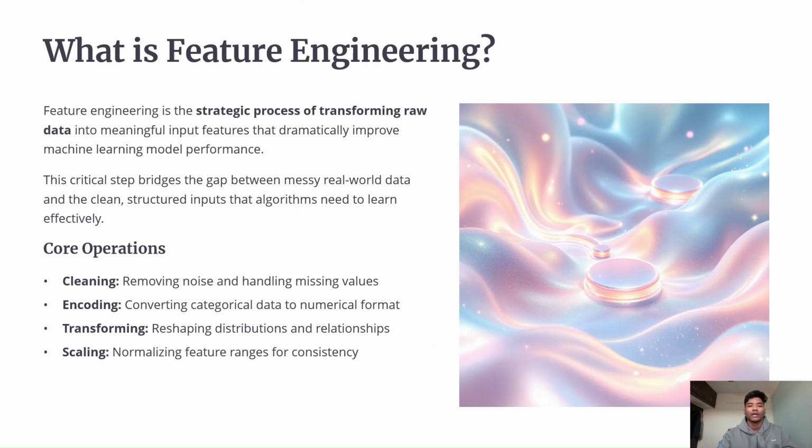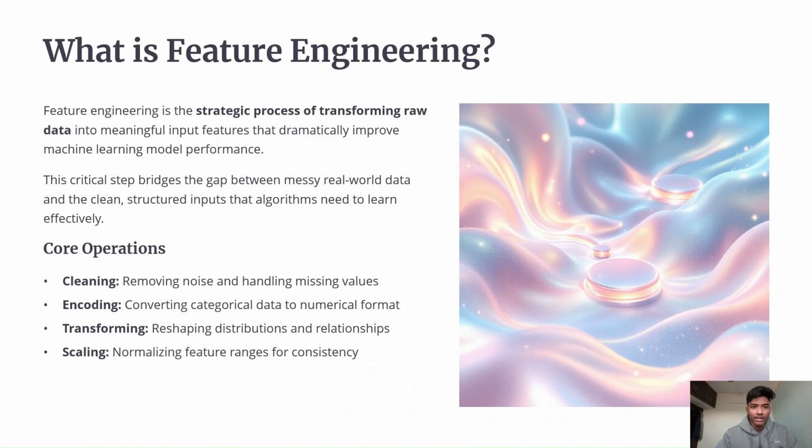Now, talking about the core operations, feature engineering usually involves four main tasks: cleaning, removing noise, fixing wrong values, and handling missing data; encoding, turning categorical data into numbers; transforming, reshaping data distributions; scaling, normalizing the ranges of features so they don't overpower each other. And these steps help us create features that our model can understand and learn from effectively.